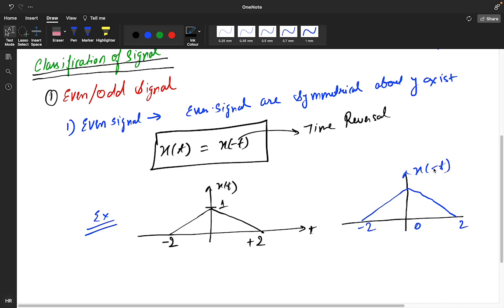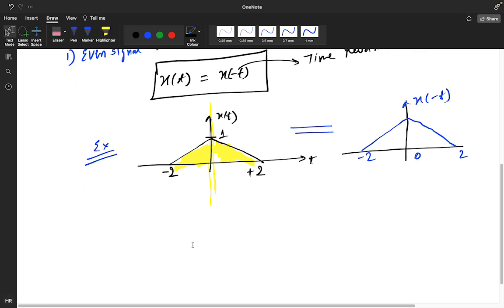Understood? So both are the same, x of t and x of minus t, and you can see the symmetry about the y-axis. What is in this part, the same thing you are getting in this part, right? Vaishnavi, is this clear? Okay.